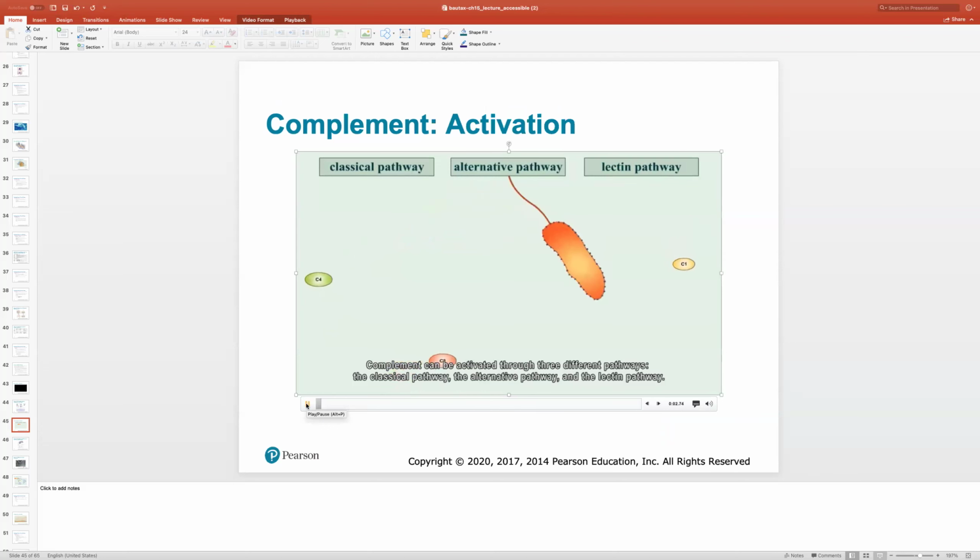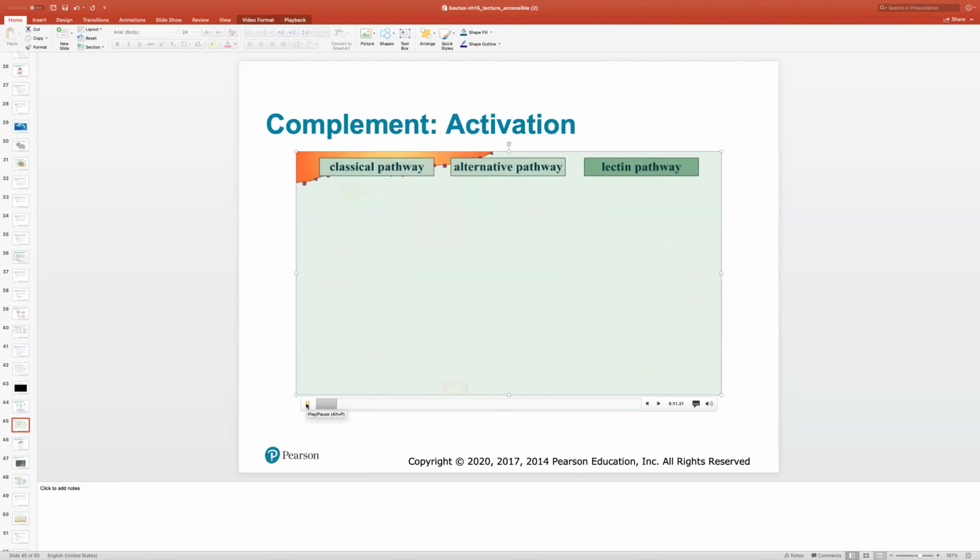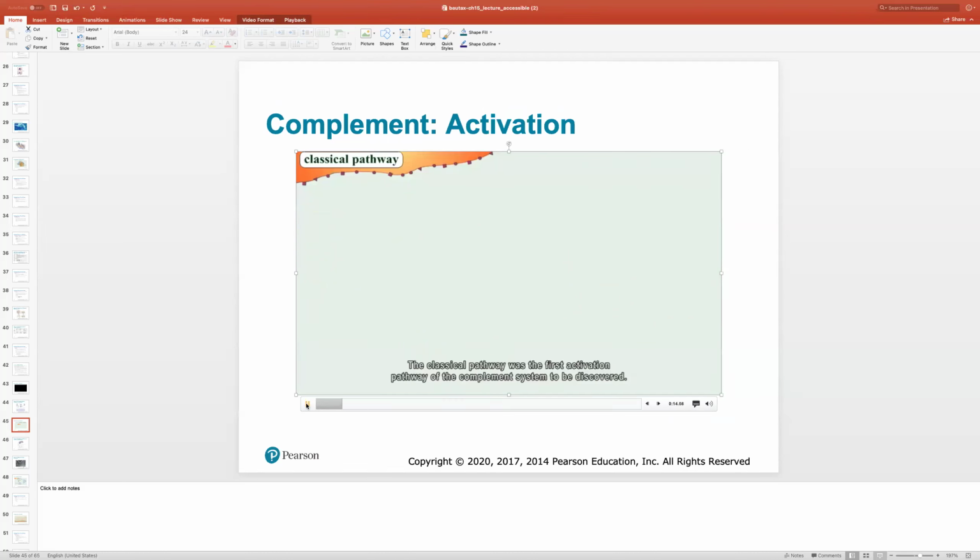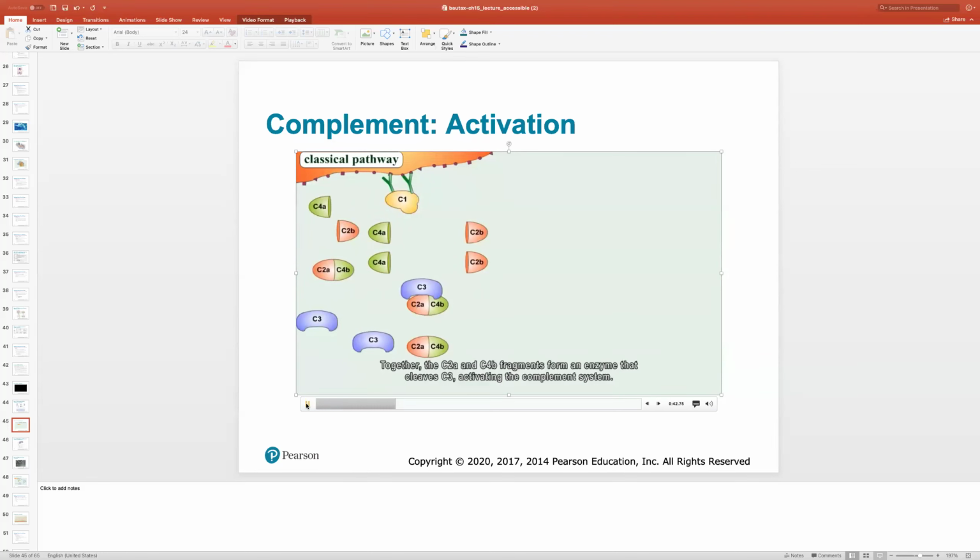Complement can be activated through three different pathways: the classical pathway, the alternative pathway, and the lectin pathway. The classical pathway was the first activation pathway of the complement system to be discovered. The classical pathway begins when a pair of antibodies attach to antigens, such as proteins or a large polysaccharide on the surface of a bacterium. The antibodies bind and activate C1. C1 then cleaves several copies of C2 and C4. Together, the C2a and C4b fragments form an enzyme that cleaves C3, activating the complement system.